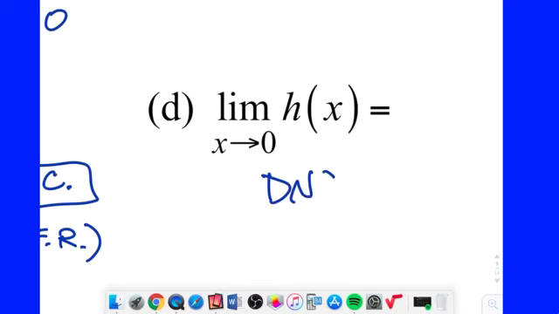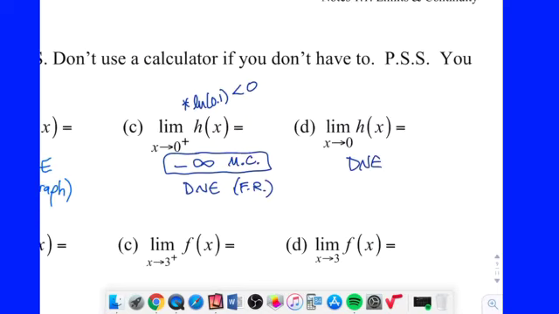Does not exist. Good. So even though the limit from the left and right, neither one of them exists, we can give a better answer from the right-hand side. But because the general limit has to have the same behavior on both sides, and this one doesn't have the same behavior, that has to be DNE. You don't put negative infinity there. You have to put DNE.